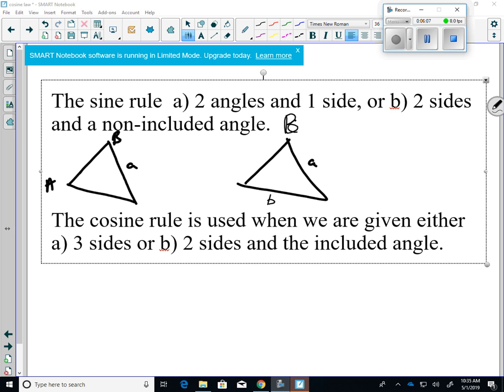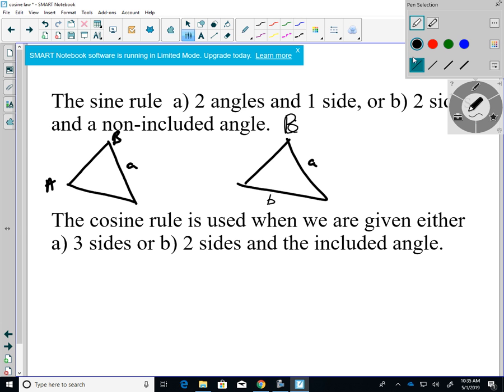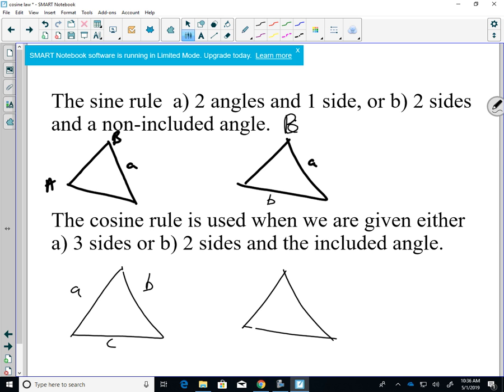Okay, so 3 sides, that's easy. If you have 3 sides, then you can use the cosine law, or if you have 2 sides and the included angle. What they mean by that is 2 sides and the included angle, so like A, B, and then this would be angle C, the one that's in between those sides. That's what they mean. This will make more sense once we do some examples. Trust me.